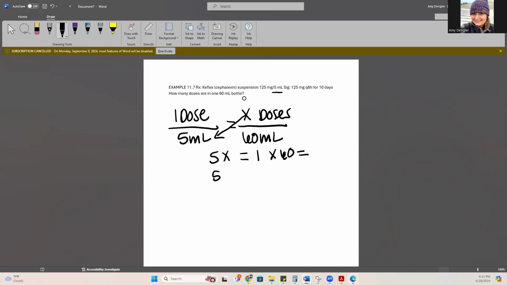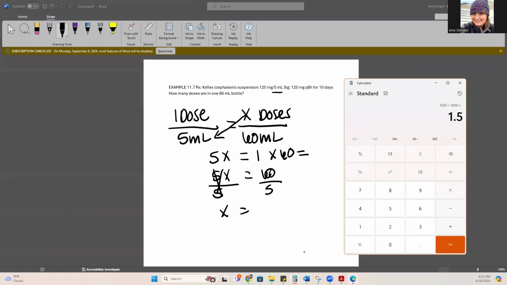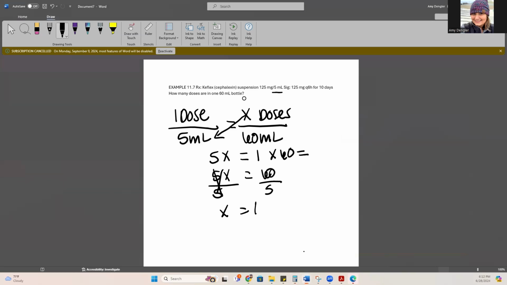We want to get x alone. And of course, 1 times 60 is 60. So we're going to divide each side by 5. And we get our calculator and do 60 divided by 5, and we get 12 doses.